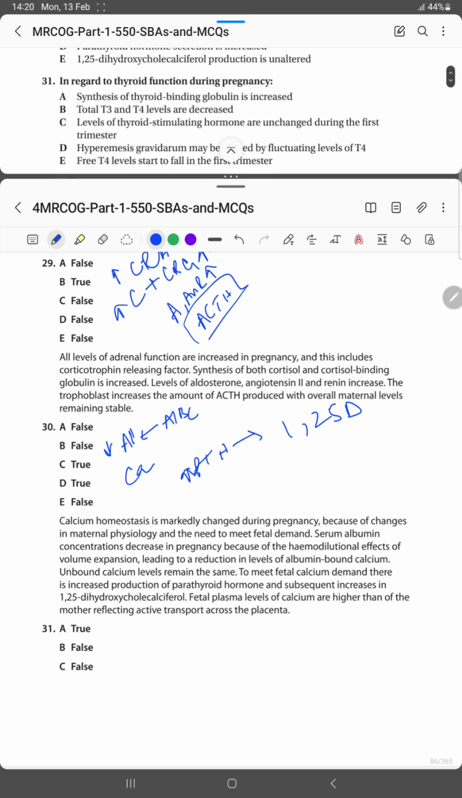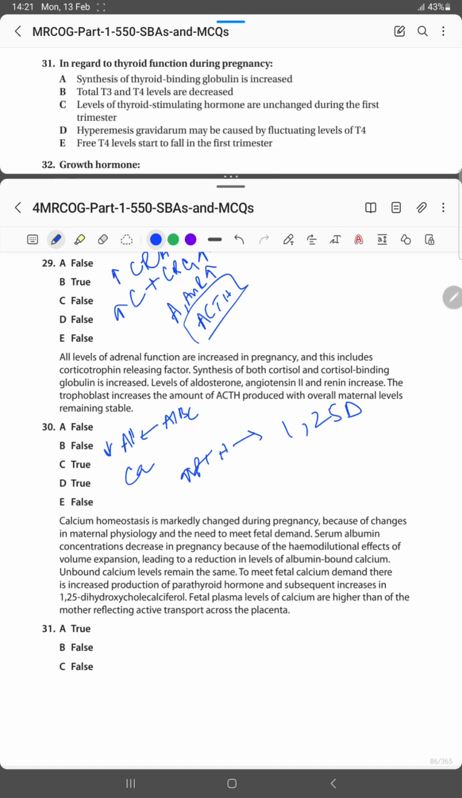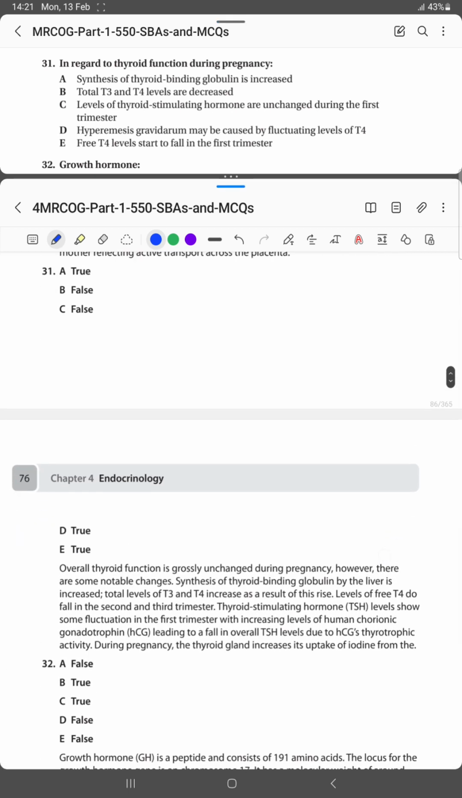Now let's move to our next question, and this question is regarding the thyroid functions during pregnancy. Overall, thyroid function remains unchanged during pregnancy. However, there are some notable changes. The synthesis of thyroid binding globulin by the liver is increased, and total T3 and T4 are also going to increase as the result of the rise of the thyroid gland stimulating hormones, and the levels of free T4 do fall.